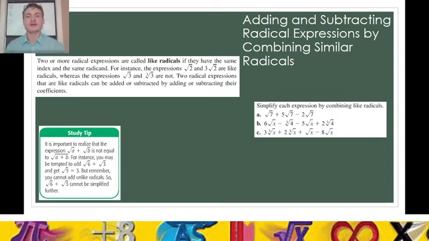With part A, 1 square root of 7 plus 5 square roots of 7 minus 2 square roots of 7. Notice for part A, the coefficients are 1, 5, and negative 2. Which of these three radical expressions are like radicals? Note for all three of these radicals, their roots are 2, they are square roots, and their radicands are all 7. Thus, for part A, we can combine all three terms into one single term. How many square roots of 7 do we have? Part A, we have 1 plus 5 minus 2 square roots of 7.